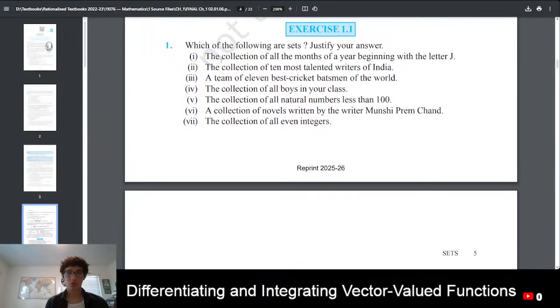Exercise 1.1. Which of the following are sets? Okay, so remember, it just has to have a well-defined thing. So yeah, it's January, June, July. I think that's it, right? So it's just because there are 12 months of the year. You know what letters they start with. So see which ones start with J and put them in. That's it.